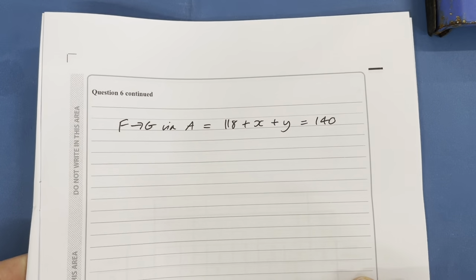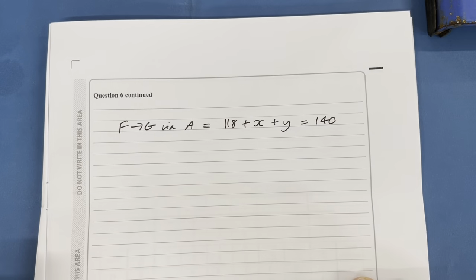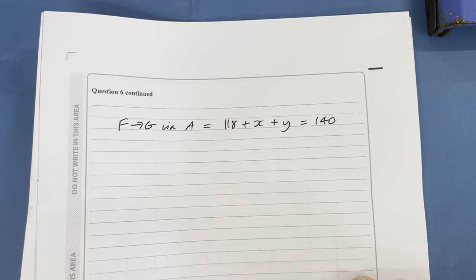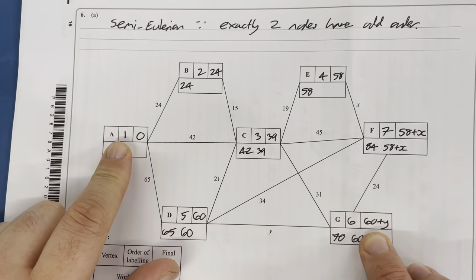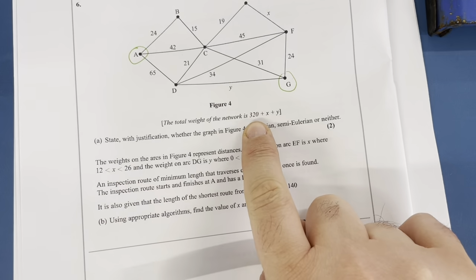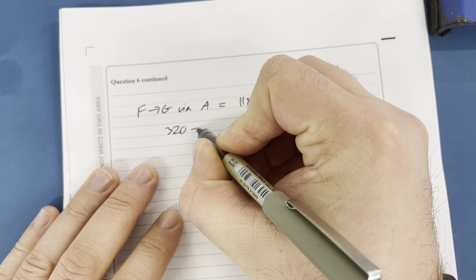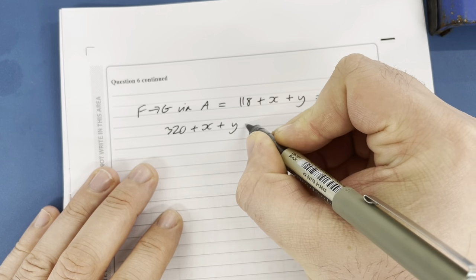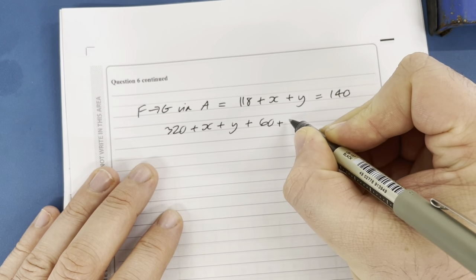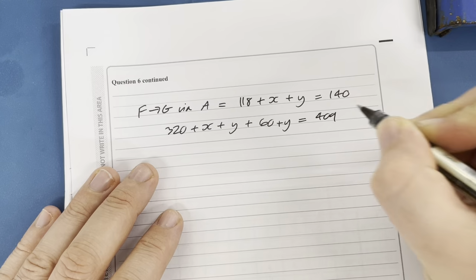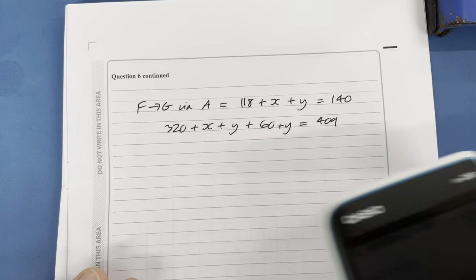We're also told that the inspection route in the network has a length of 409, which means we need the shortest route from A to G, which is 60 plus Y, and then we need to add that to the length of the network, which is 320 plus X plus Y. So 320 plus X plus Y plus the 60 plus Y needs to equal 409. So that's a pair of simultaneous equations now.